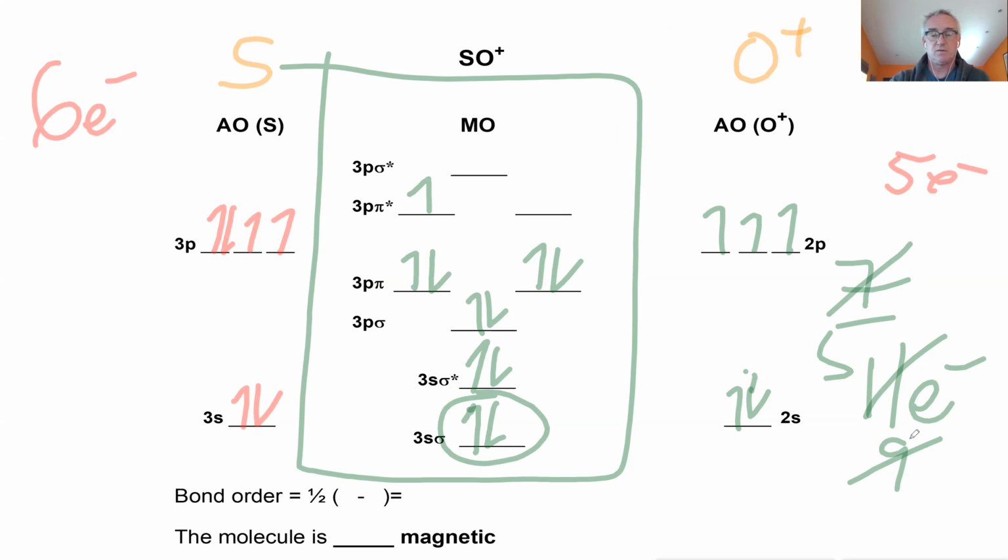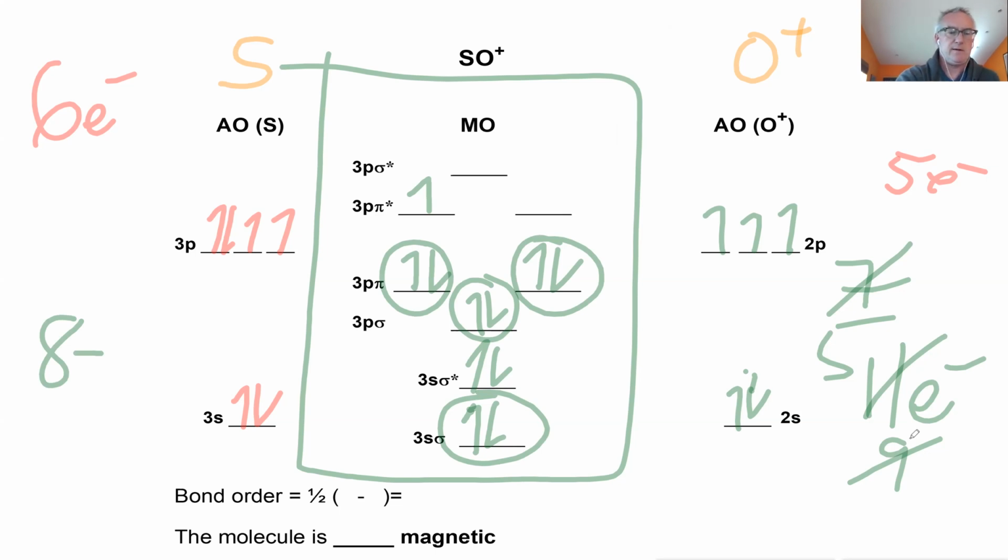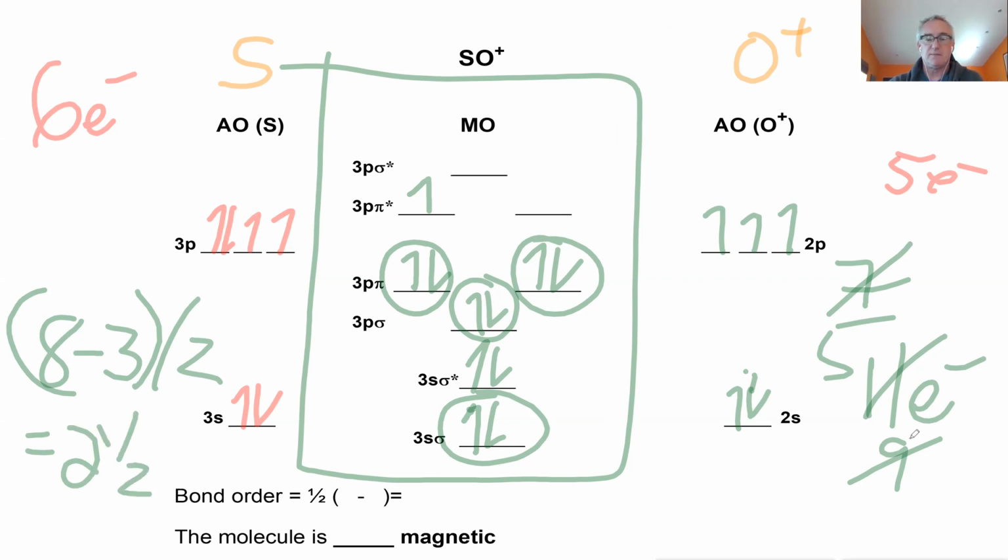Okay. So of the bonding orbitals, there's 2, 4, 6, 8. So we have 8 bonding. And then how many in anti-bonding? 3. And then we're going to divide that difference by 2. That's 2.5. So the bond order is 2.5. And is the molecule going to be diamagnetic or paramagnetic? Paramagnetic, since you have an unpaired electron at the anti-bonding. Exactly.